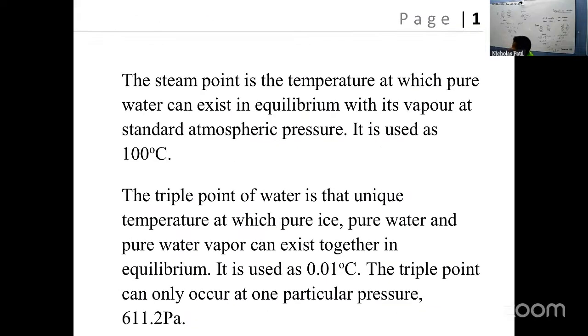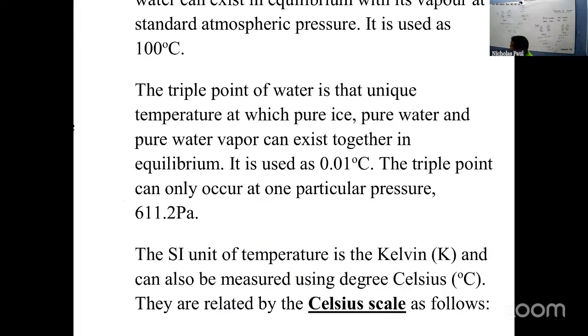So the ice point we know is 0 degrees Celsius, and there's the steam point definition. But the triple point of water is the unique temperature at which pure ice, pure water, and pure water vapor can exist together in equilibrium. Write it down. What's the value? 0.01 degrees Celsius. Again, write the value in degrees, and write the value in Kelvin. What is the triple point in Kelvin? 273.16.